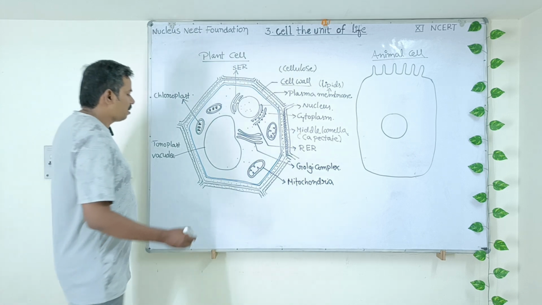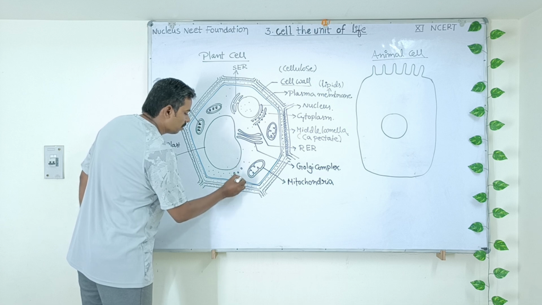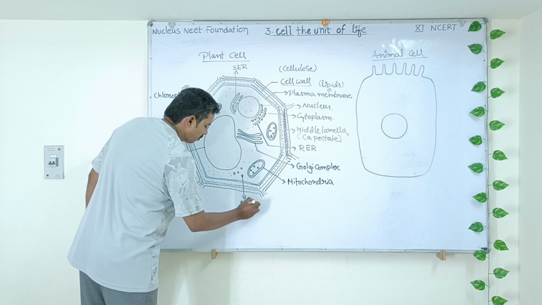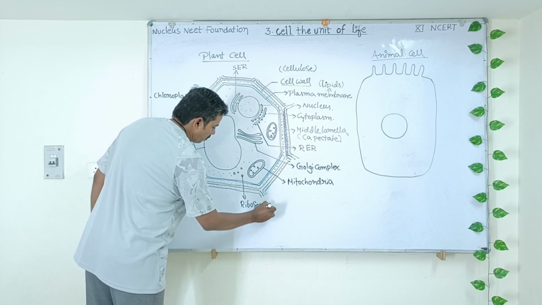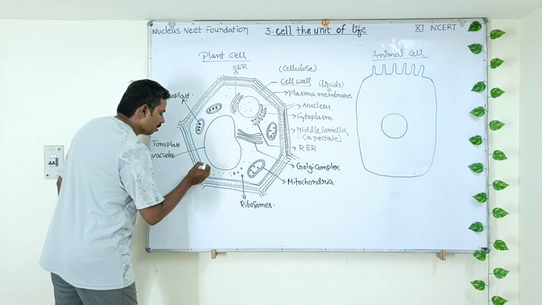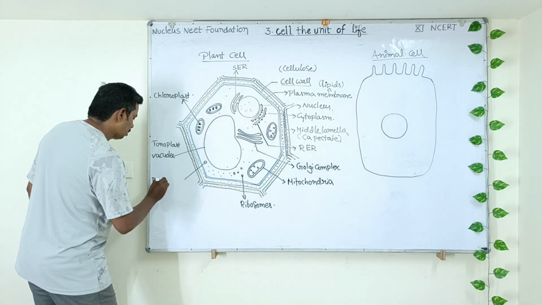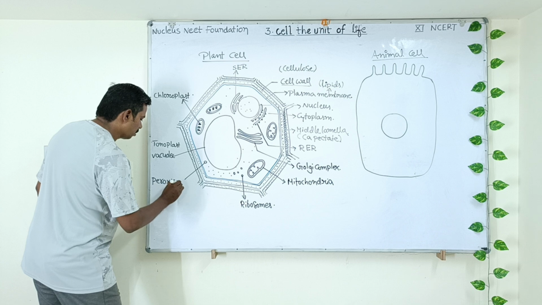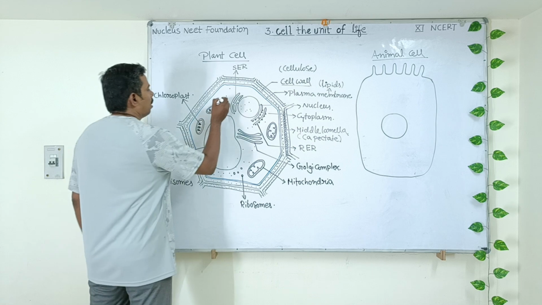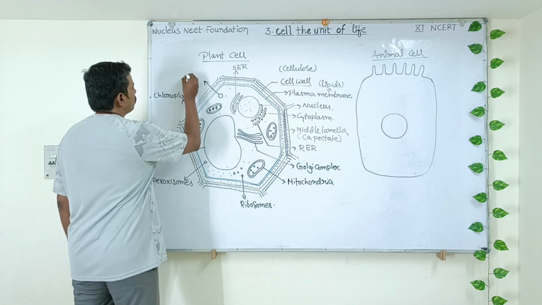Next, in the cytoplasm you can also see free ribosomes which are floating around. Inside the plant cell you can also see small membrane bound cell organelles called peroxisomes. And also you can see another small membrane bound cell organelle which is called lysosome.